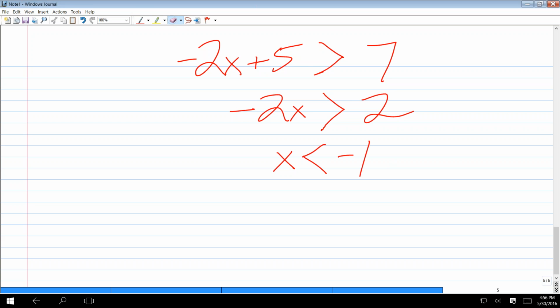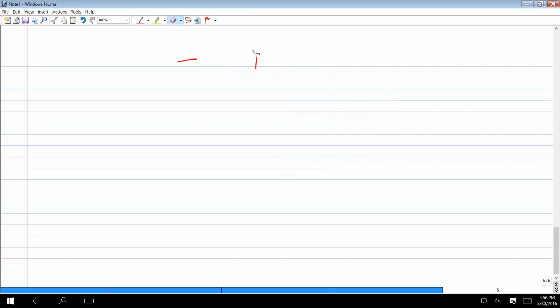So you know how to solve your basic inequality. Let's make sure you know absolute value. If I have an absolute value that's an equation, how do I solve that?